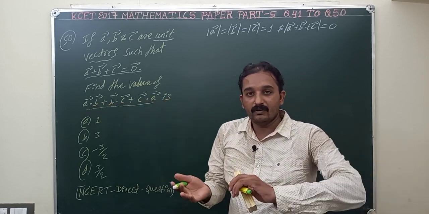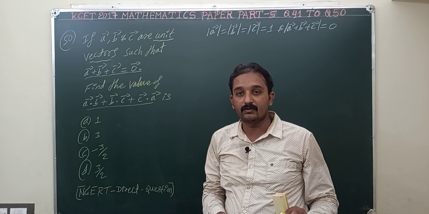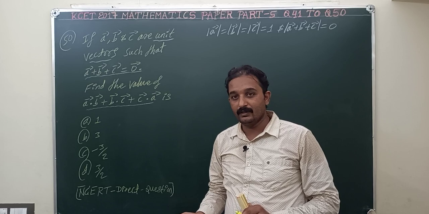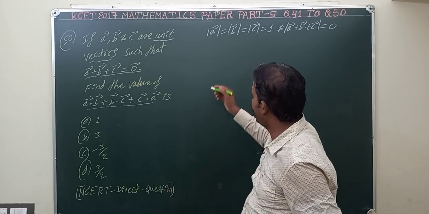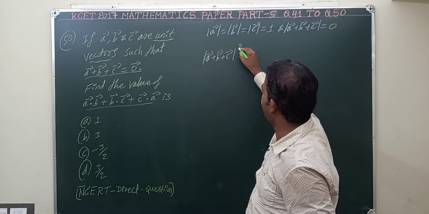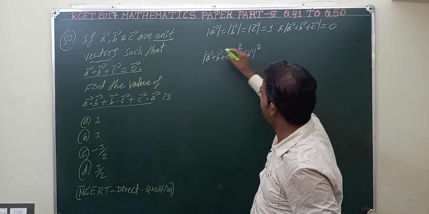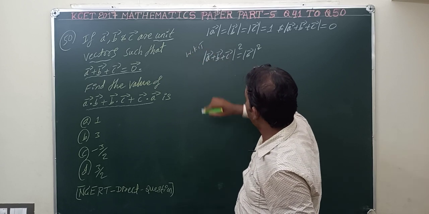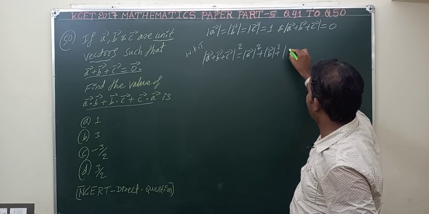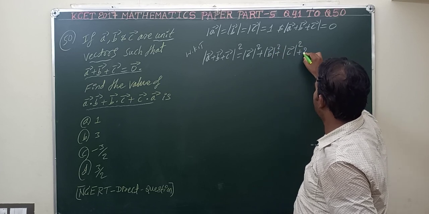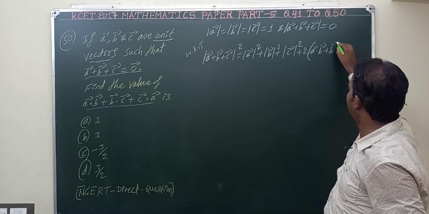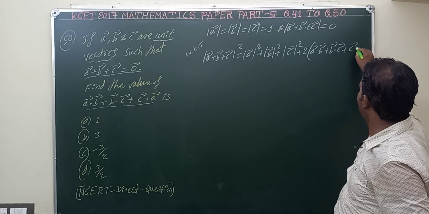So we know one formula in real numbers: A plus B plus C whole square is equal to A square plus B square plus C square plus 2 into AB plus BC plus CA. In the same way we can write magnitude of A plus B plus C whole square is nothing but magnitude of A square plus magnitude of B square plus magnitude of C square plus 2 into A dot B plus B dot C plus C dot A.